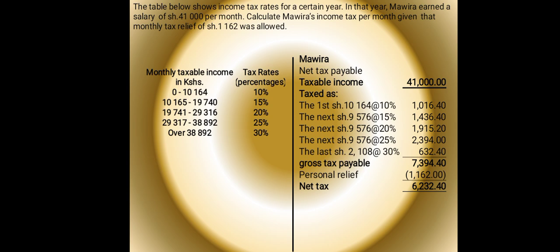Now, this is self-explanatory. You can see how it is computed using the tax brackets to get a net tax of 6,232 shillings and 40 cents.